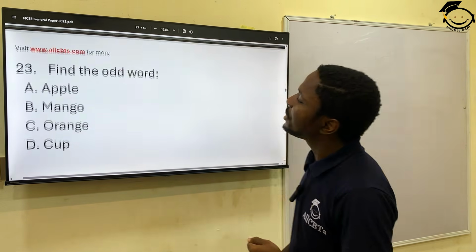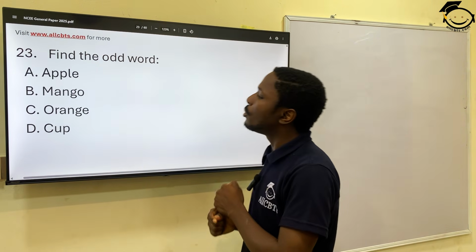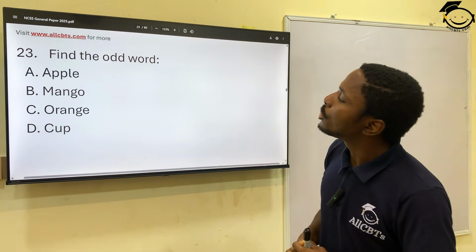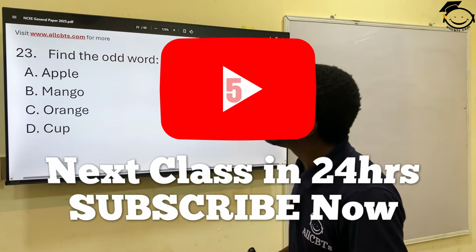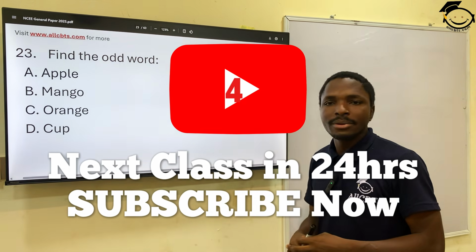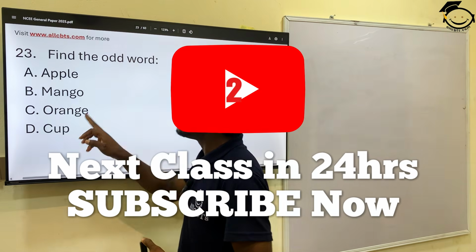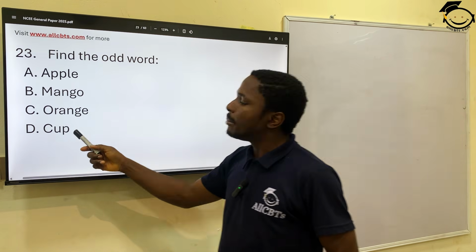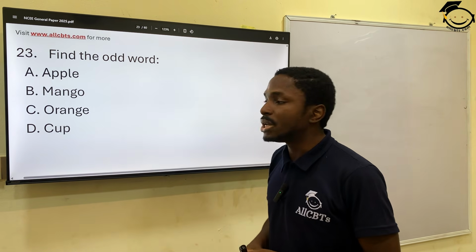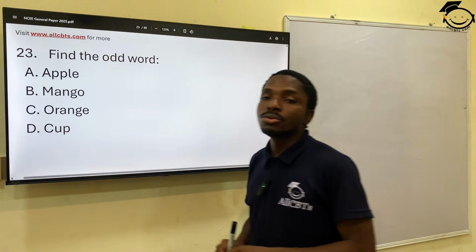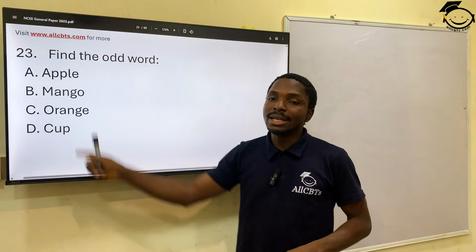Now, 23. Find the odd word. Apple, mango, orange, cup. Okay, so apple is a fruit, mango is a fruit, orange is a fruit. Only cup is a thing, an object. So cup is the odd word, not supposed to be in the list.